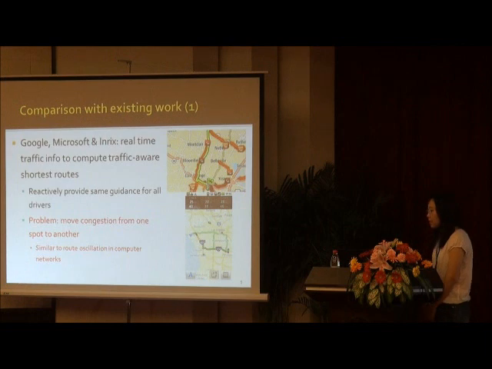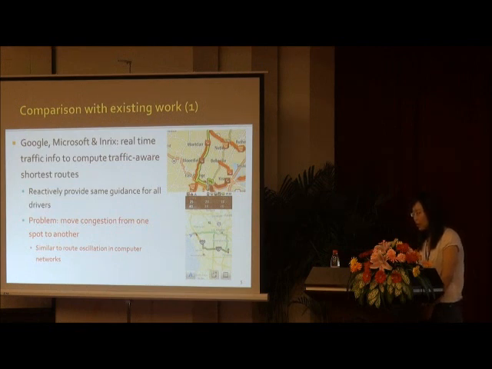There's a difference between our work and the existing work. For example, Google and Microsoft have real-time traffic information to compute traffic-aware shortest routes. First of all, their solution is reactive. It's like an information board. And second of all, they provide the same guidance for all drivers. So it will cause a problem. Suppose there's one congestion on this road segment. If everyone follows the same guidance, then the congestion may possibly switch from one spot to another.